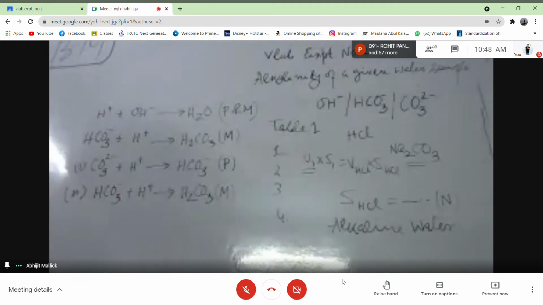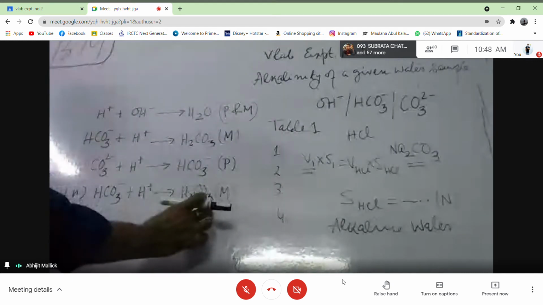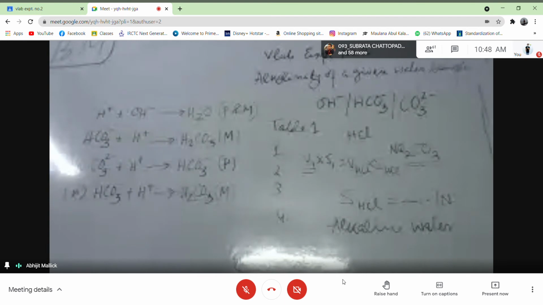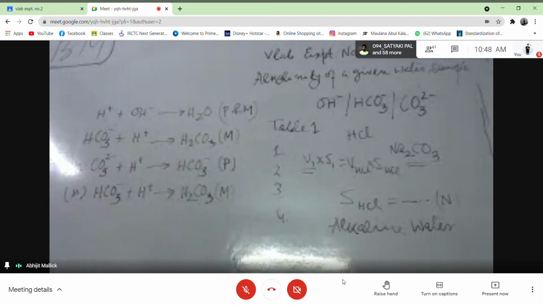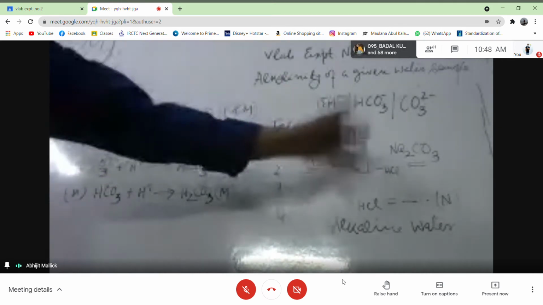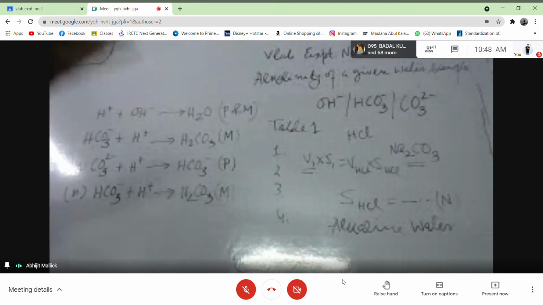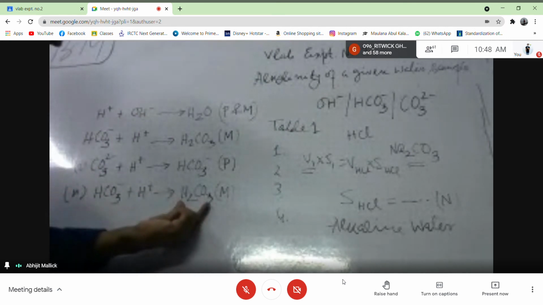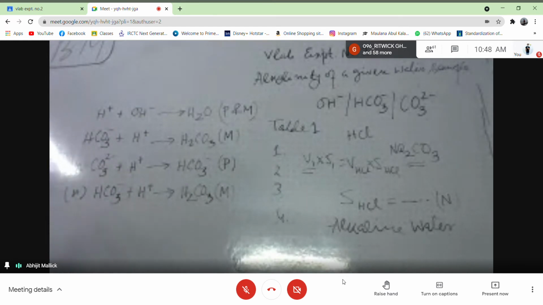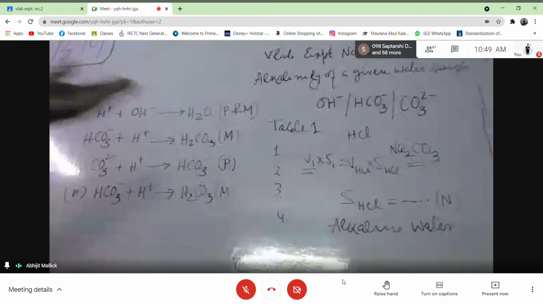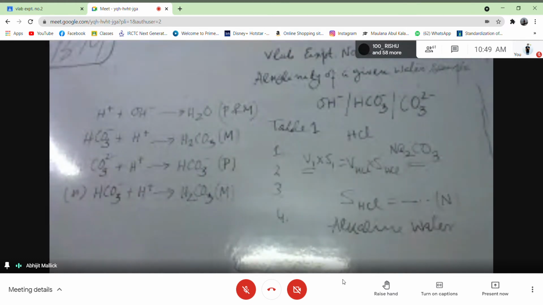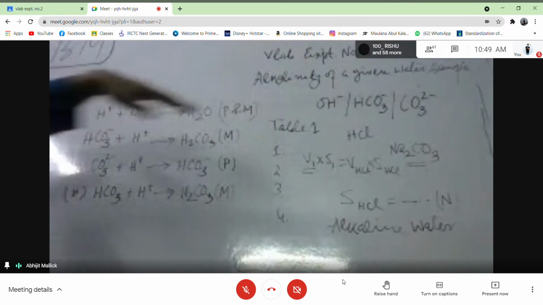So actually, what will happen? These two steps we cannot distinguish during titration. The ultimate product is H2CO3, so the solution is acidic. So methyl red is the right choice to estimate bicarbonate ion, as in table 1, same as table 1. Because the ultimate product is acidic and the two reactions occur simultaneously, we cannot distinguish them. So methyl red is the right choice to determine CO3 2 minus, and methyl red is the right choice to determine HCO3 minus.